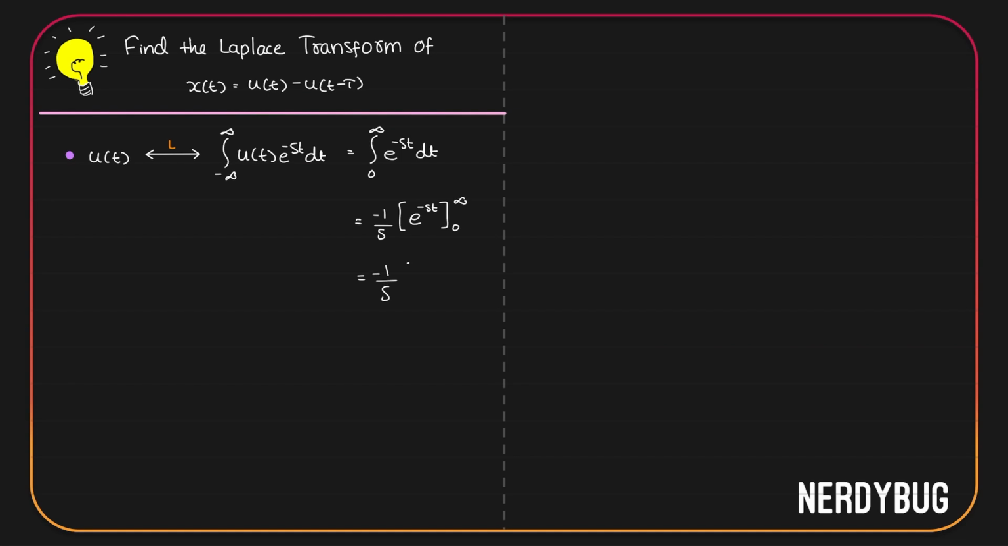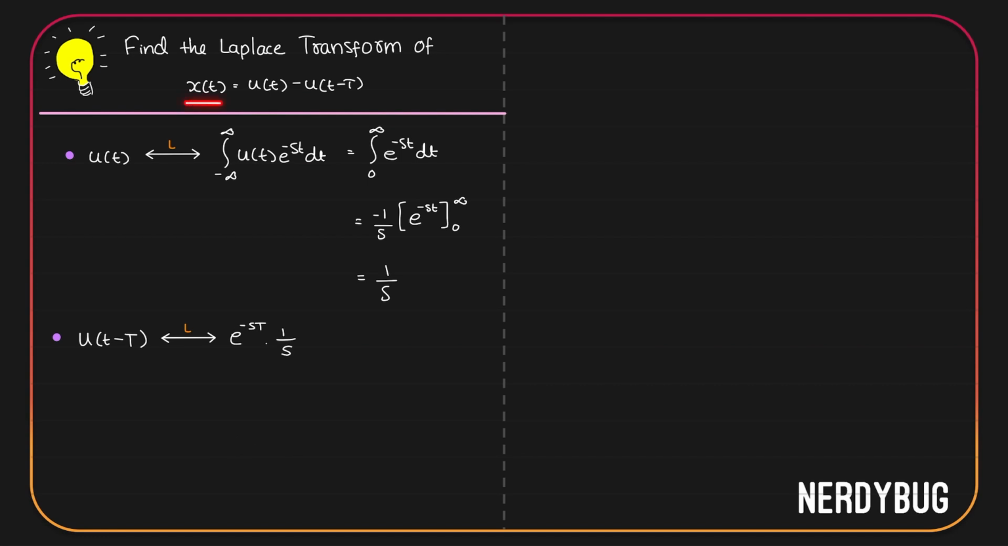So minus 1 by s, giving the upper limit I get e raised to minus infinity which is 0, minus giving the lower limit I get e raised to 0 which is 1. Negative and negative get cancelled. This is simply 1 by s. Now our second function is u of t minus t, which is merely a time shifted version of u of t. Let us use the time shifting property to find its Laplace transform. For a time shift of t naught, it will be e raised to minus s t naught times X(s). So here we have a time shift of t. It's going to be e raised to minus st times X(s), which is 1 by s.